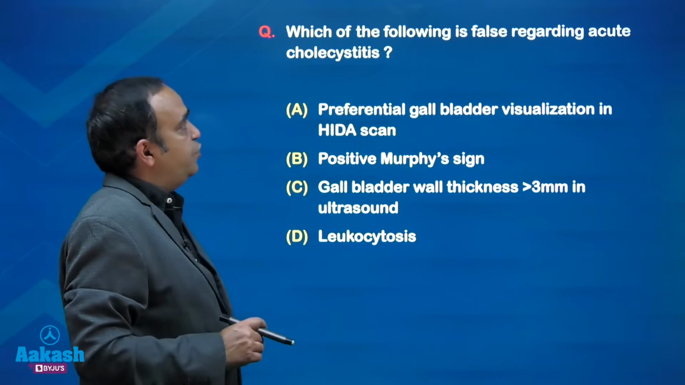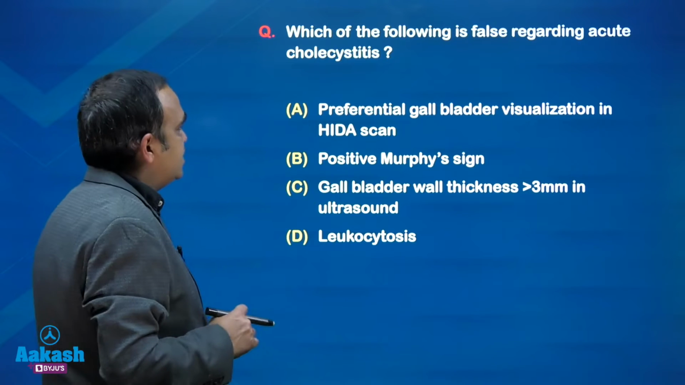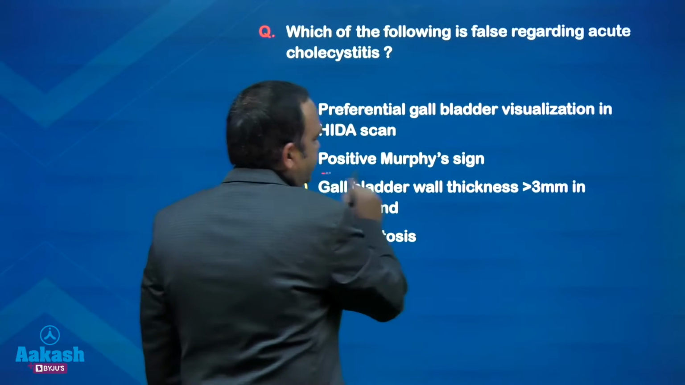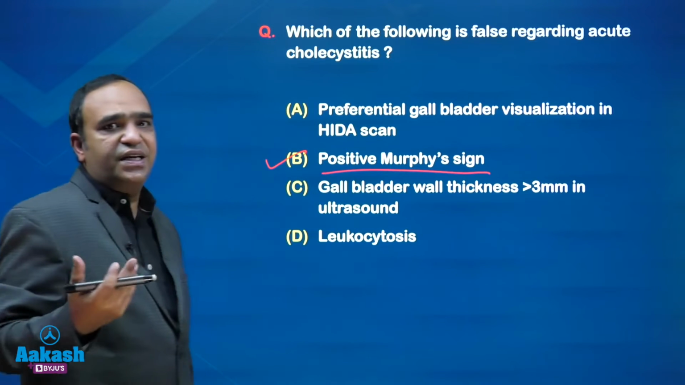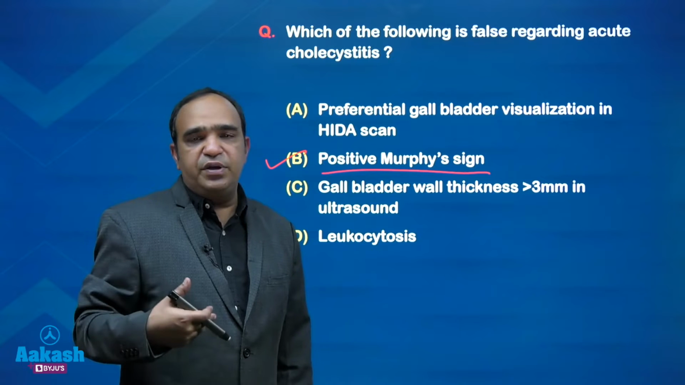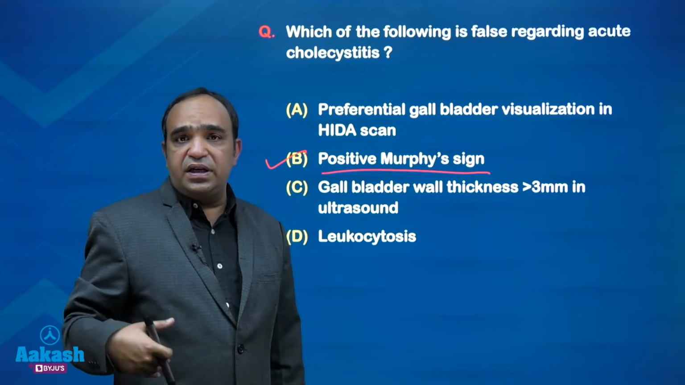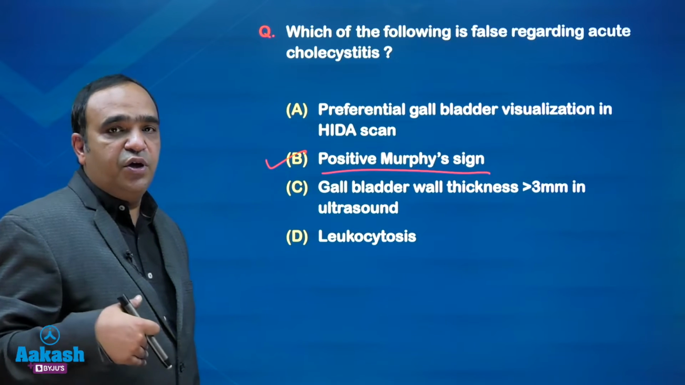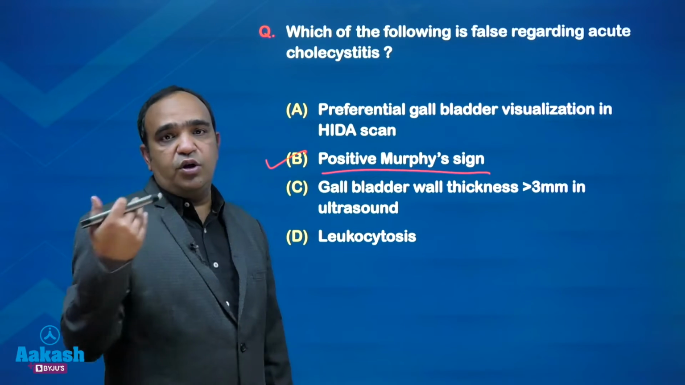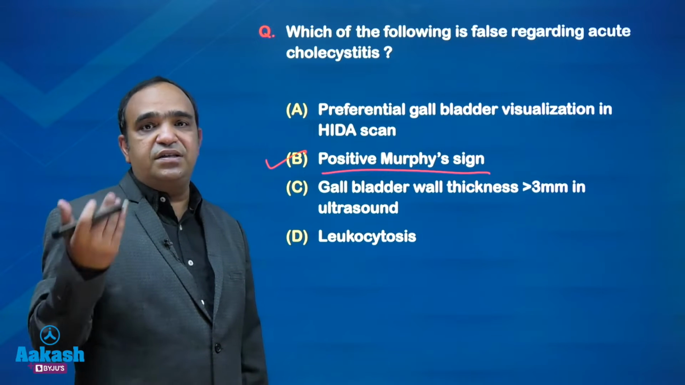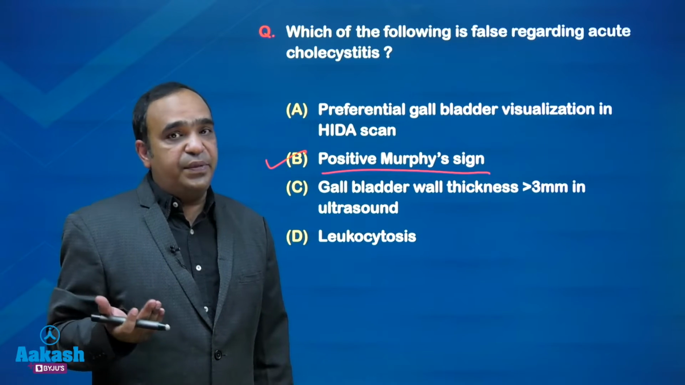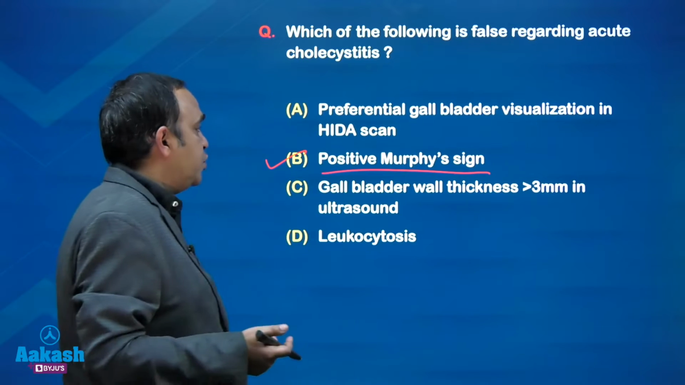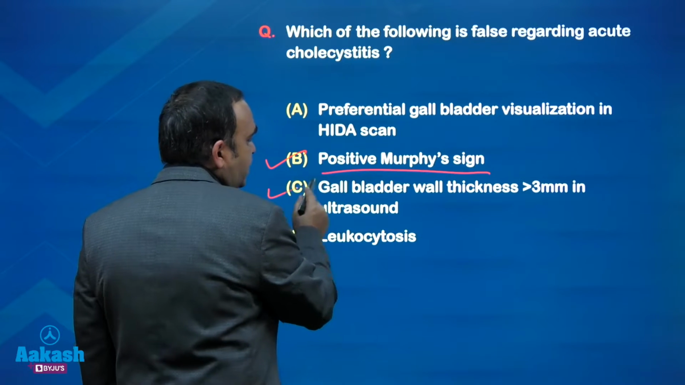Next question, which of the following is false regarding acute cholecystitis? Again, relatively easy question. Now positive Murphy's sign, that's true. All of you know Murphy's sign, it's a palpatory finding. You examine the abdomen, insert your fingers under the right costal margin. During inspiration, the fingers go deep into the abdomen. During expiration, as the gallbladder comes out, the inflamed gallbladder touches the finger of the examiner. Patient winces in pain and there is a catch in the breath. So that's a positive Murphy's sign in acute cholecystitis.